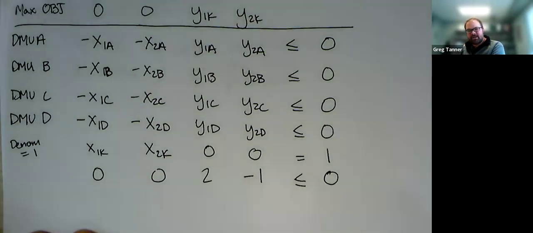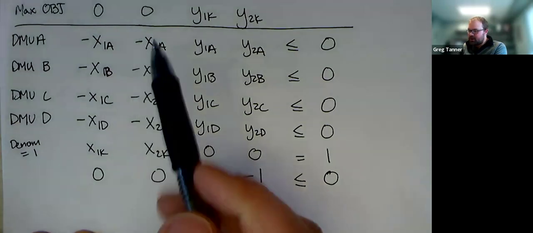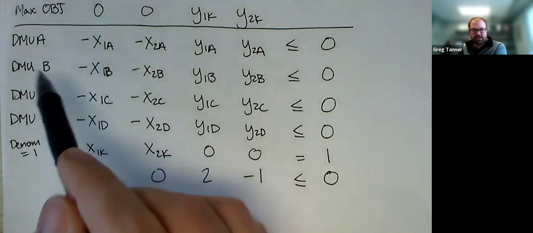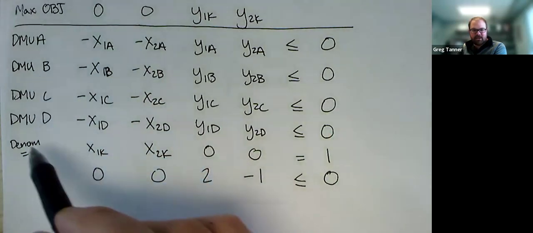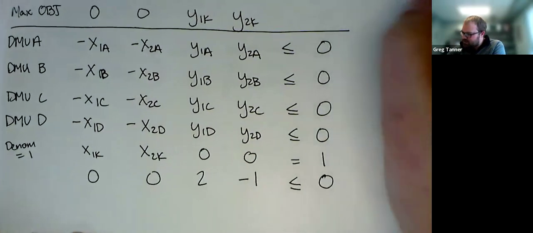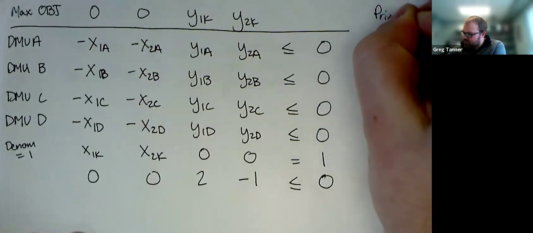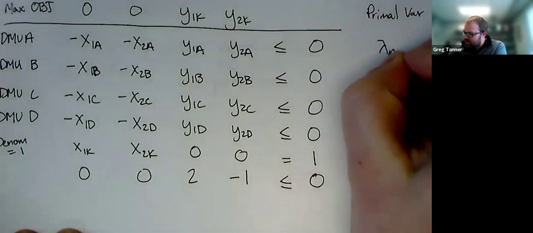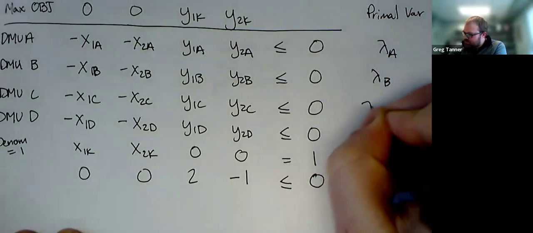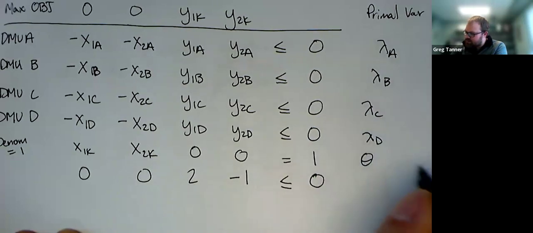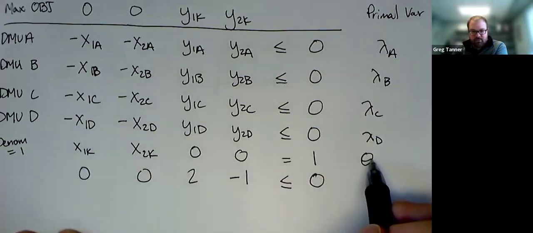Now that's kind of interesting. It's another row in our constraint matrix for the dual problem. If we think about this row in our constraint matrix corresponding to DMU A, this one to DMU B, C, D. Here we had one for the denominator. That was sort of a special one. Let me write the primal variable that each of these corresponds to. This one corresponded to lambda A, lambda B, lambda C, lambda D. This dual constraint corresponded to our theta variable.